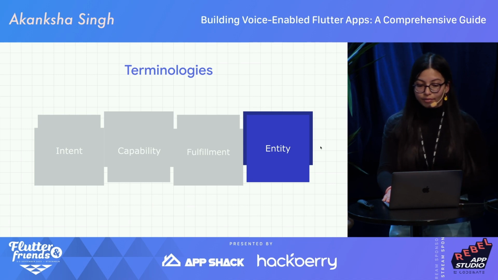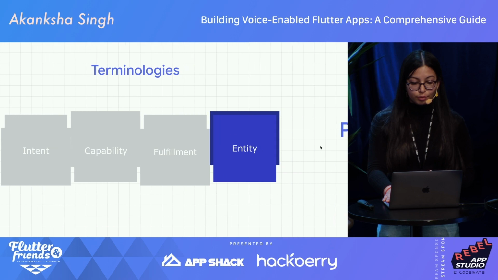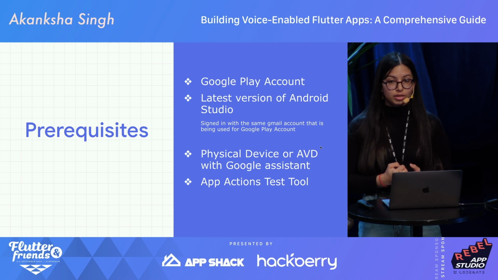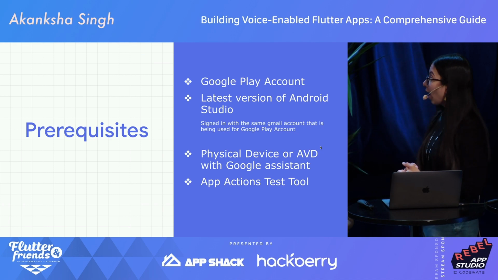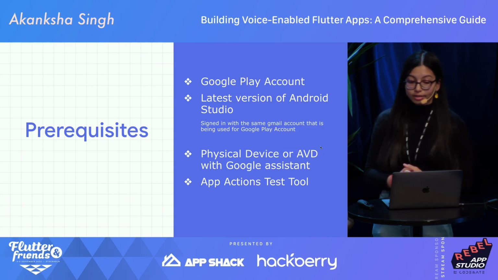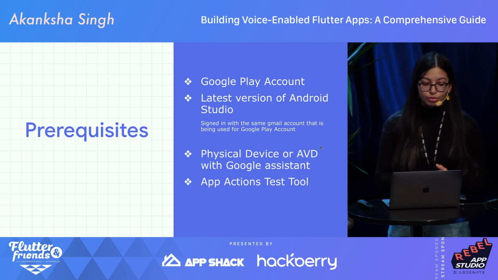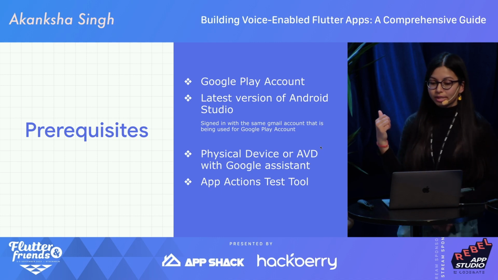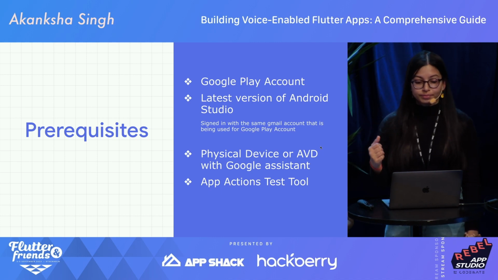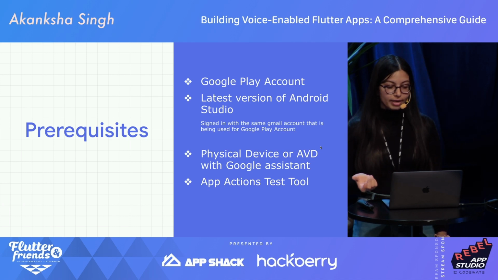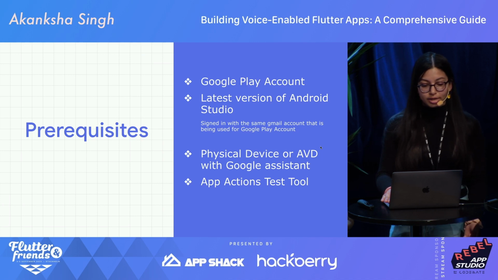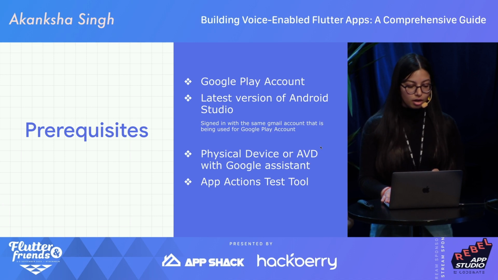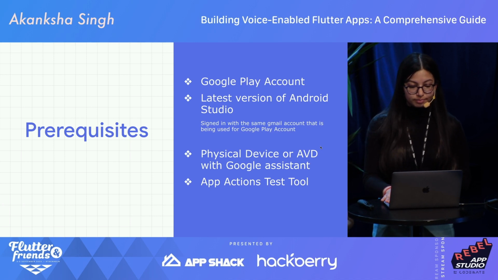We'll have a look at the code and some walkthrough, so it will make it easier for you to understand. The prerequisite of integrating Google Assistant with your Flutter app is to have a Google Play account. And you need to have the latest version of Android Studio, and the Google ID that you use for the Google Play account should also be signed in to Android Studio. And you need a physical device or a virtual device, and the App Actions test tool. There's a test tool that you can use to test it if you don't want to do it right away on your physical device.